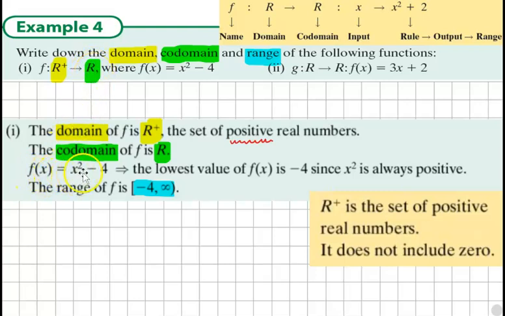From our example 1, f of x is equal to x squared minus 4. The lowest value of f of x is -4, since x squared is always positive. So no matter what we would sub in place of x, we would always get a positive answer. So even if this was to be 0, we would have 0 minus 4, and that's the lowest value that it could be for the output. So the range of f is [-4, infinity), with -4 being the lowest value on our range and up as far as infinity.